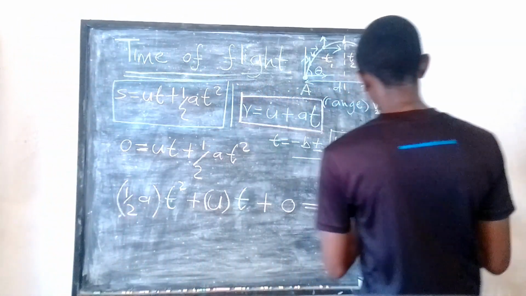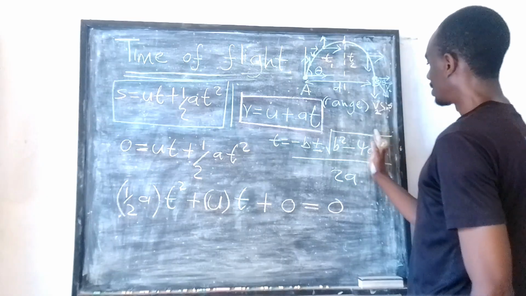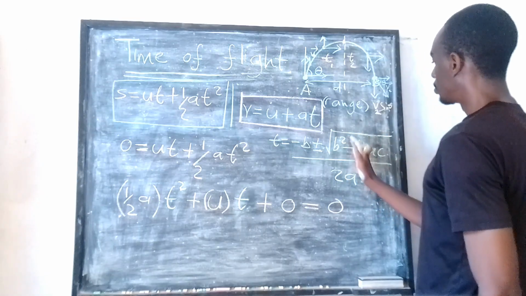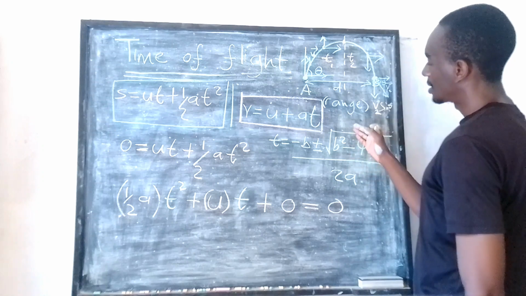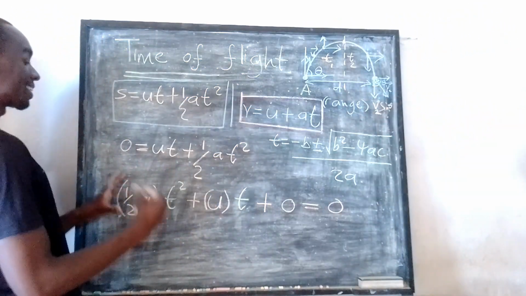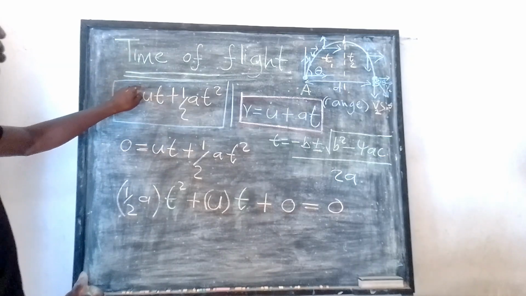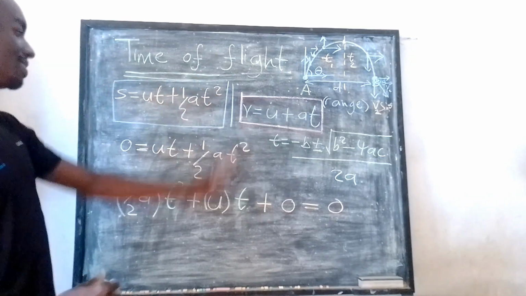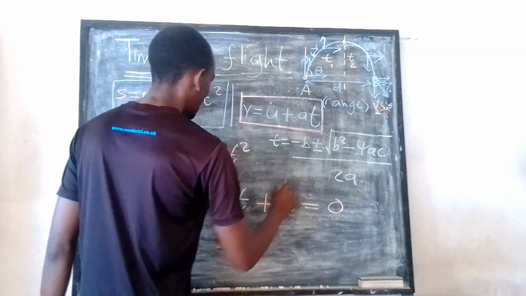And what would be your c? Our c is 0. So automatically, this is put out of the question. This is put out of the picture. So you're just left with b squared. This is how you're supposed to tackle it when you decide to use the formula s is equal to ut plus half at squared. This is how you get the time of flight.